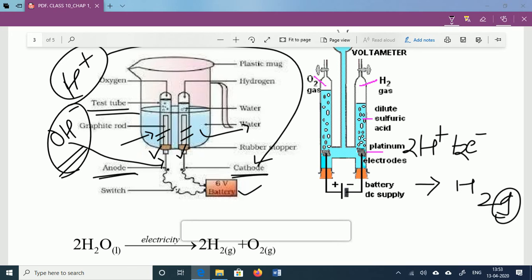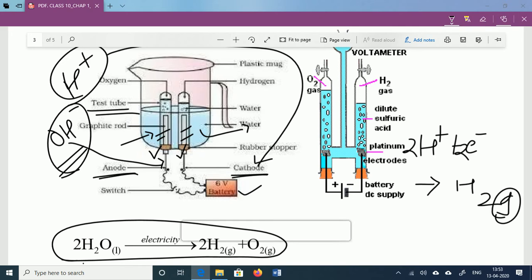So at the cathode H2 gas is going to be produced and at the anode O2 gas is going to be produced. So H2O, due to electricity, is converted into H2 gas and O2 gas. Here when two molecules of H2O undergo the electrolysis process, two molecules of hydrogen gas are produced and one molecule of oxygen is produced. So here the hydrogen gas is always double the oxygen gas.